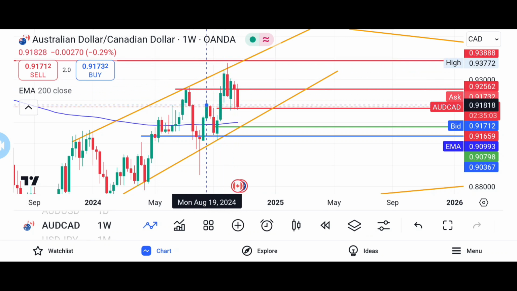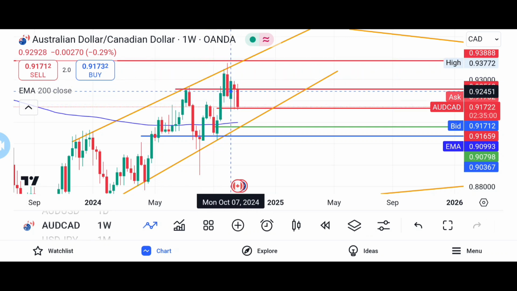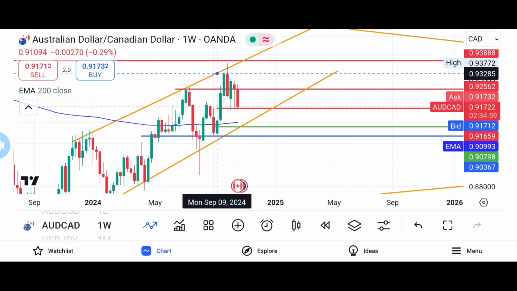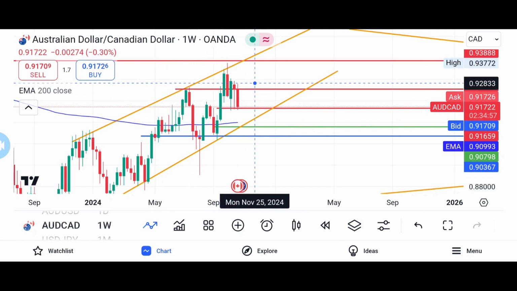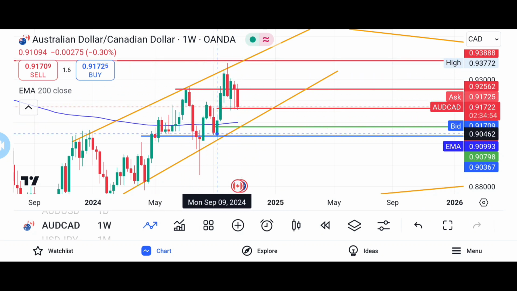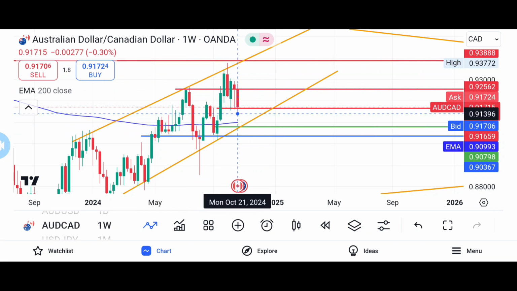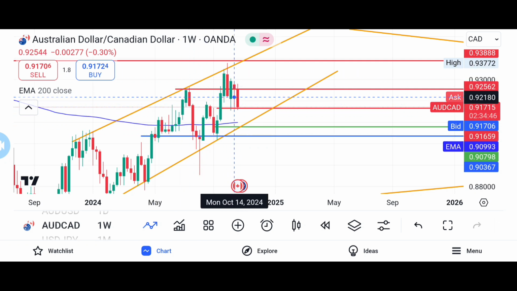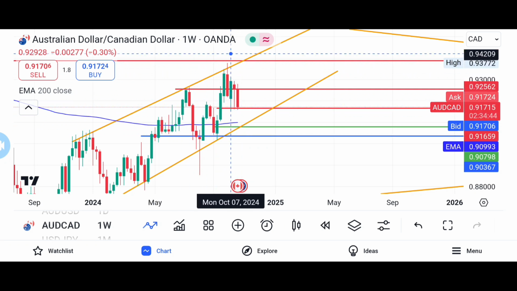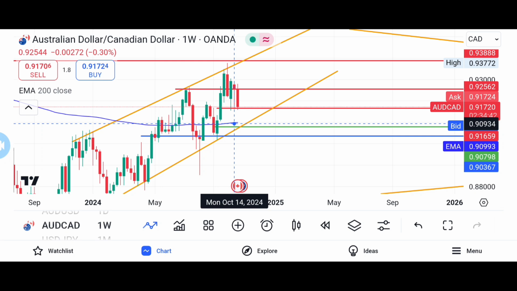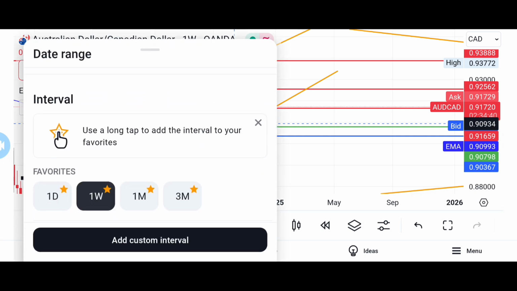When you see a head and shoulders, it is a sign of reversal. When you see a pattern like this, it's a sign of reversal, meaning the buyers are now losing momentum. So let's continue to the daily time frame.